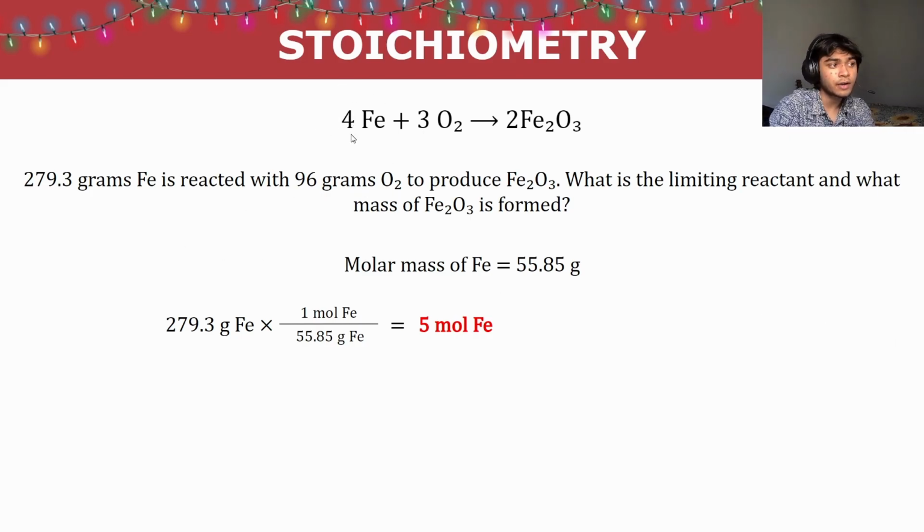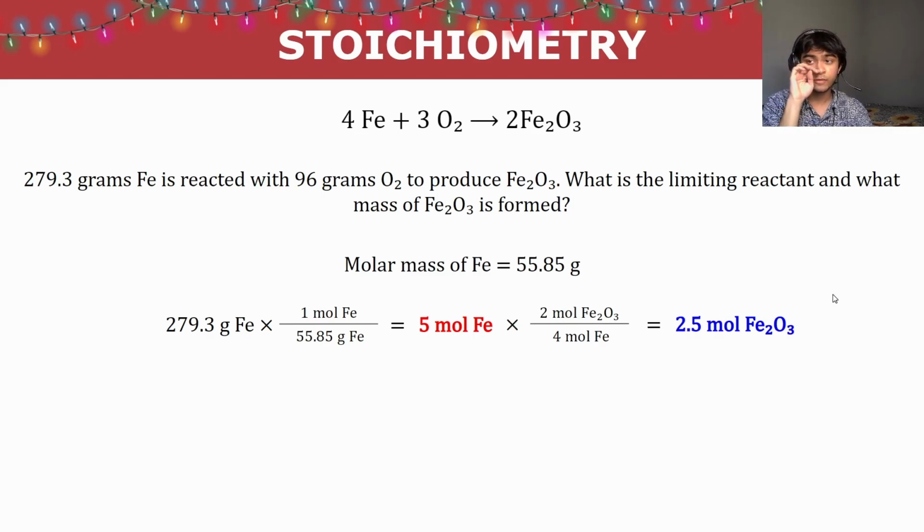With 5 moles of iron, how many moles of ferric oxide could you hypothetically form? Well, ferric oxide and iron are in a 2:4 ratio, so if you multiply this number by 2 divided by 4, that tells us that we can produce 2.5 moles of ferric oxide.